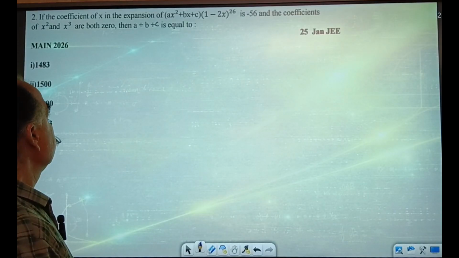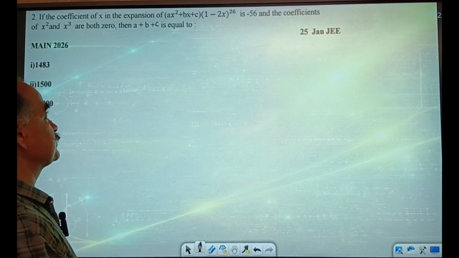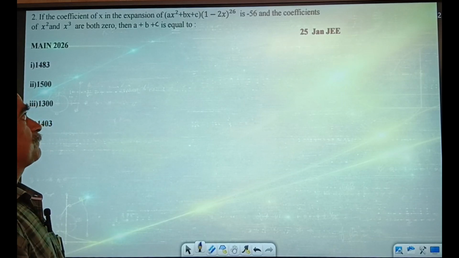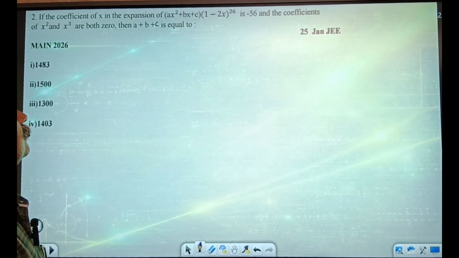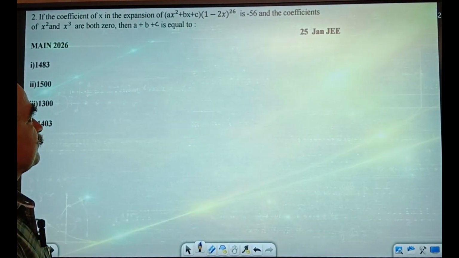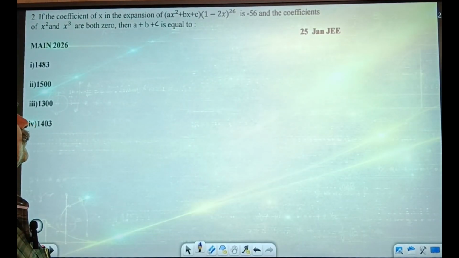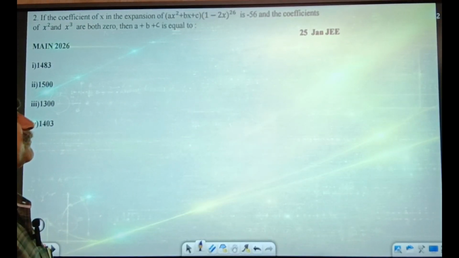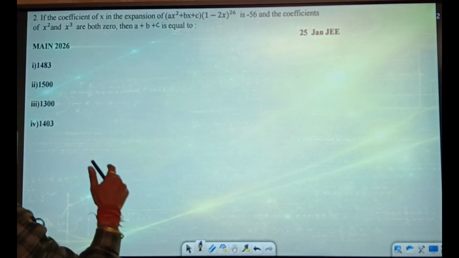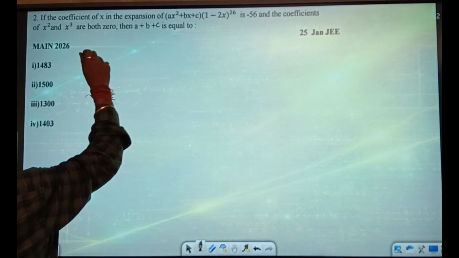See the next problem. If the coefficient of x in the expansion of (ax² + bx + c)(1 − 2x)^26 is −56. So see this.